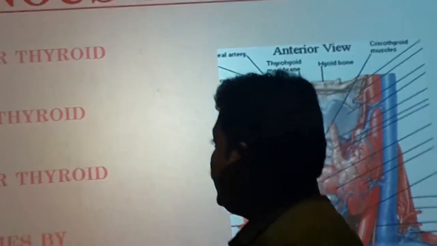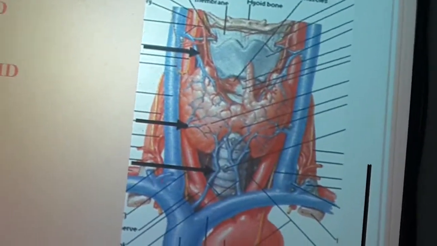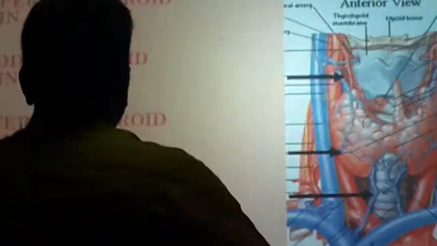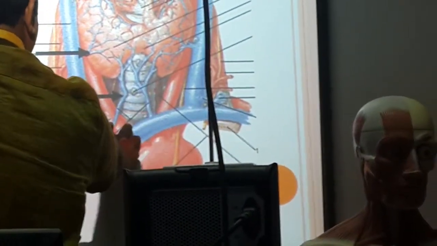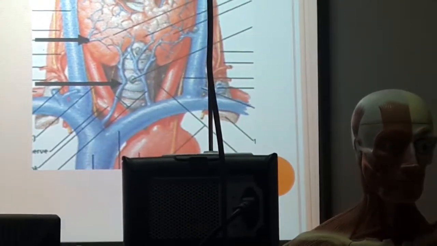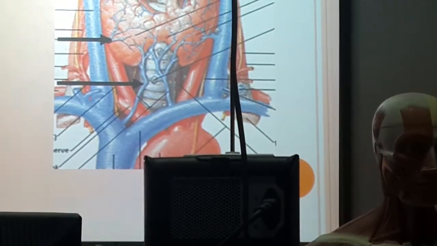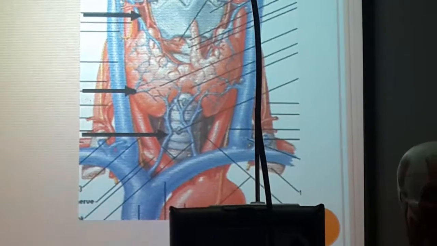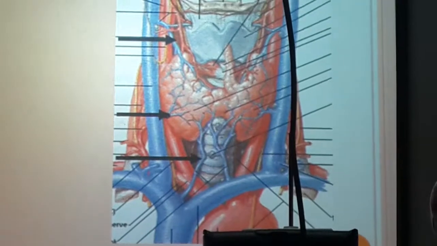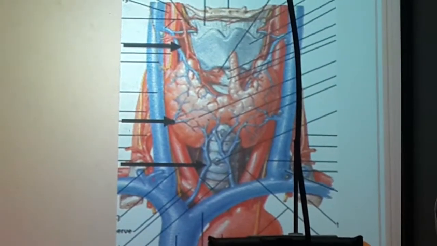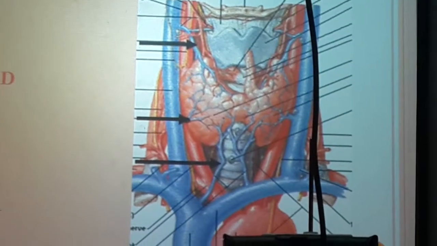The middle thyroid vein drains into the common facial vein. The inferior thyroid vein drains into the internal jugular vein. This is about the venous drainage: superior, middle and inferior thyroid veins. In case of arterial supply, there are only two arteries, the superior thyroid artery and the inferior thyroid artery.